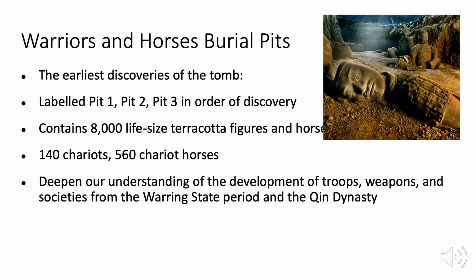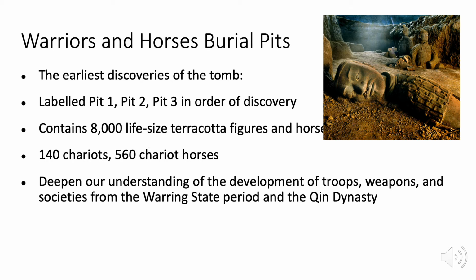The Warriors and Horses burial pits were some of the early discoveries of the tomb. They're labeled Pit 1, Pit 2, and Pit 3 in order of discovery. They contain 8,000 life-sized terracotta figures and horses, also 140 chariots and 560 chariot horses. This discovery has deepened our understanding of the development of troops, weapons, and societies from the Warring States period and the Qin dynasty itself.